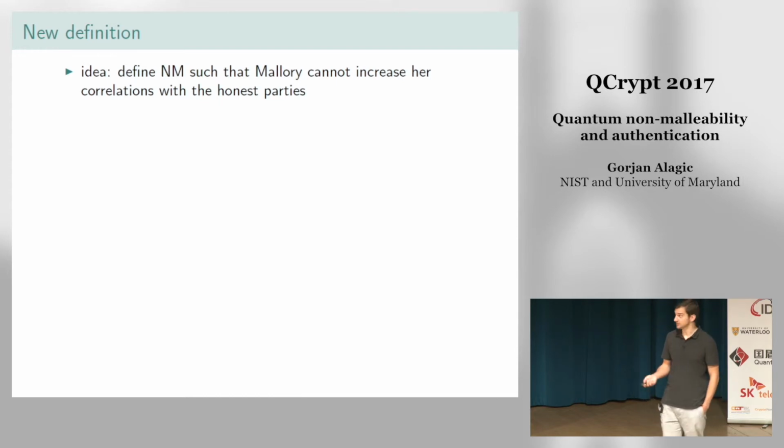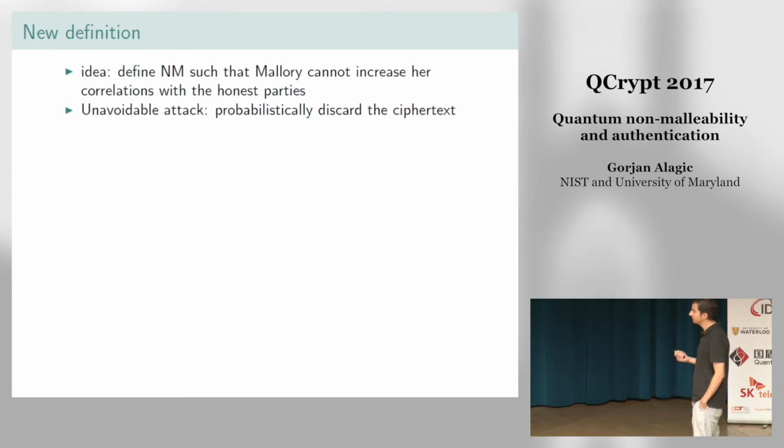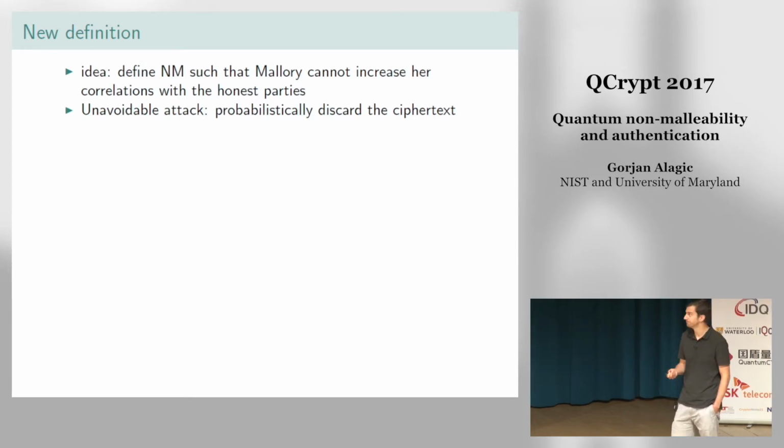Unfortunately, we can't ask for this. This is impossible, because there's an unavoidable attack which you can perform on any scheme. Okay? And it goes something like this. Suppose Mallory flips a coin. Okay? And if the coin comes up heads, she just lets the state pass through. And if it comes up tails, she just trashes the ciphertext, or sends a random state in.